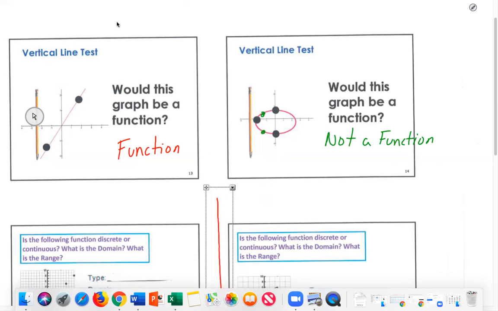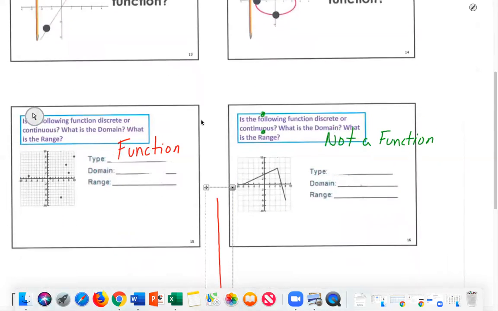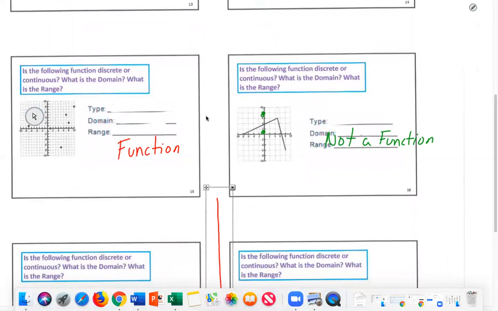I'm going to keep that vertical line with me in case I need it. All right, and actually, I am going to take a break and allow you guys to work on some homework.